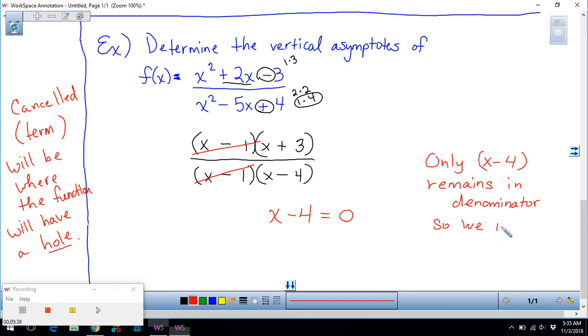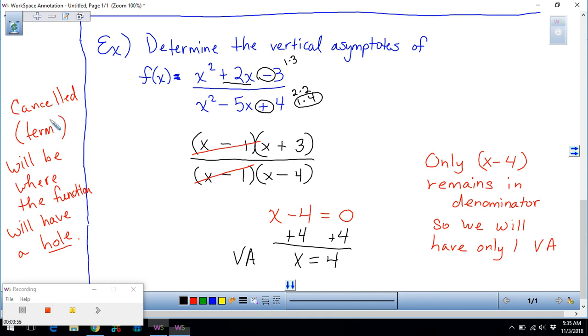So we will have only one vertical asymptote. So x minus 4 equals 0. I go ahead and solve it. I'm going to add 4 to both sides, and we get x equals 4 is where our vertical asymptote is.